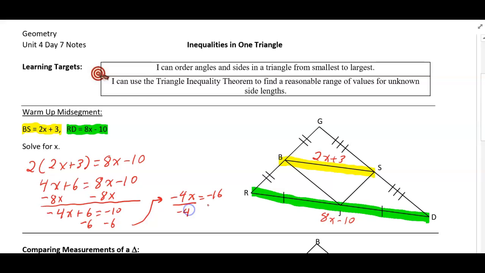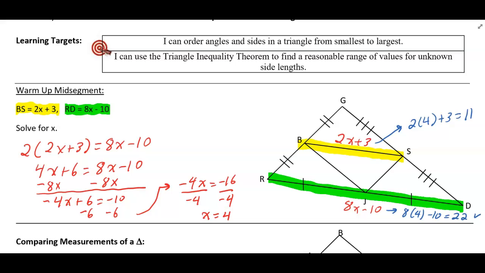Divide by negative 4. X is equal to 4. And I'm going to plug back in to check that. So 2 times 4 plus 3 is 11. If I were to double that, I get 22. When I plug in 4 here, 8 times 4 minus 10 is 22. So it checks.